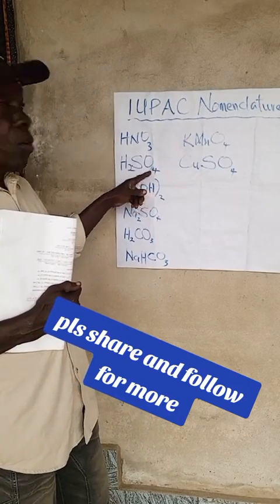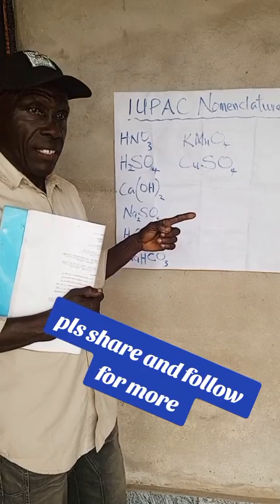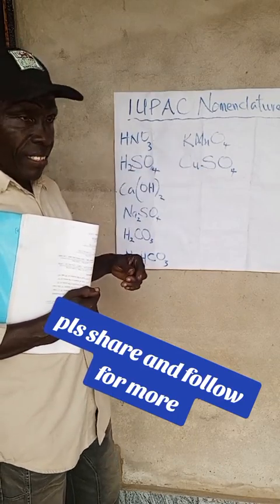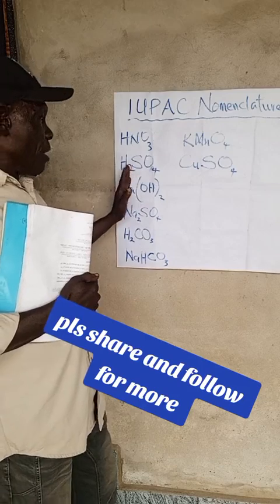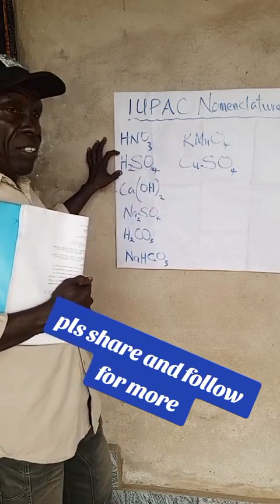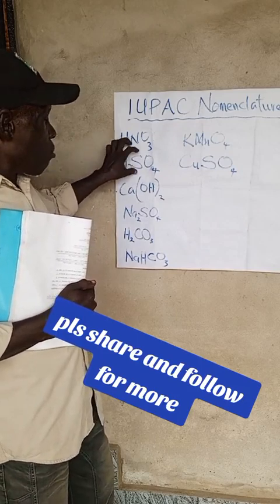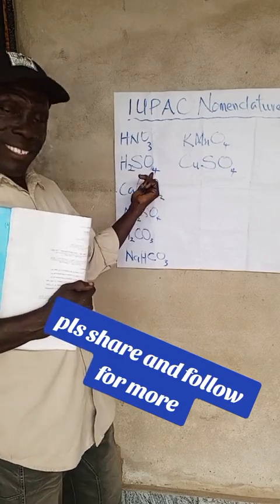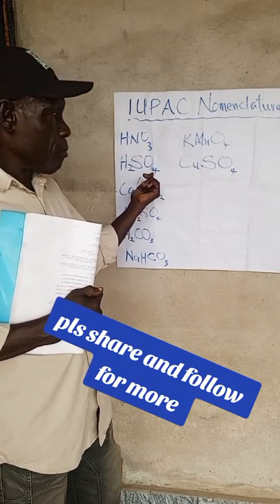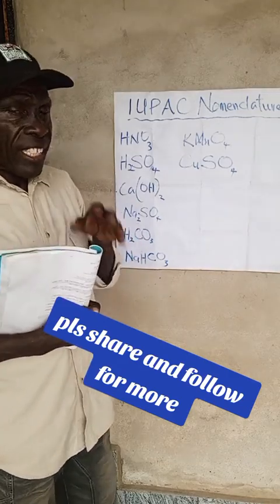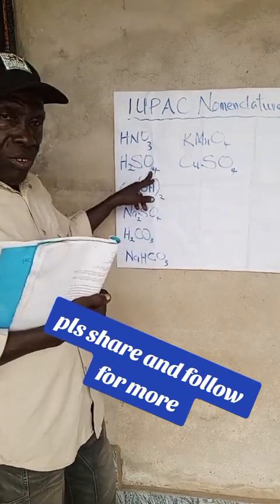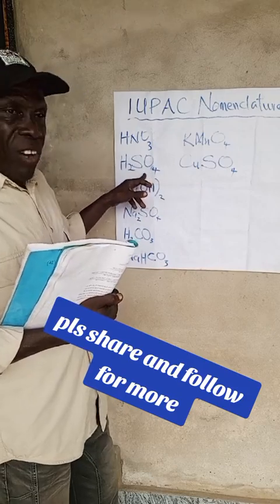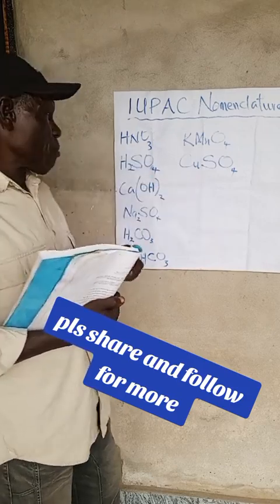Now, H2SO4. The old name is called sulfuric acid. But IUPAC calls it tetraoxosulfate 6 acid. So, apart from acid being mentioned, we know the hydrogen is involved. Now, the power of sulfur in this combination is 6. And we have 4 atoms of oxygen. So, tetra means 4. IUPAC nomenclature tells us the number of atoms of elements present, how many elements are present, and the combining power of a particular element present in that chemical compound.